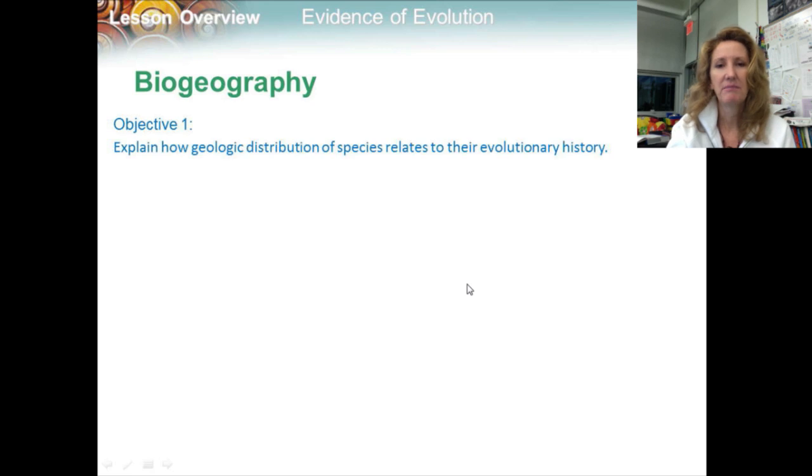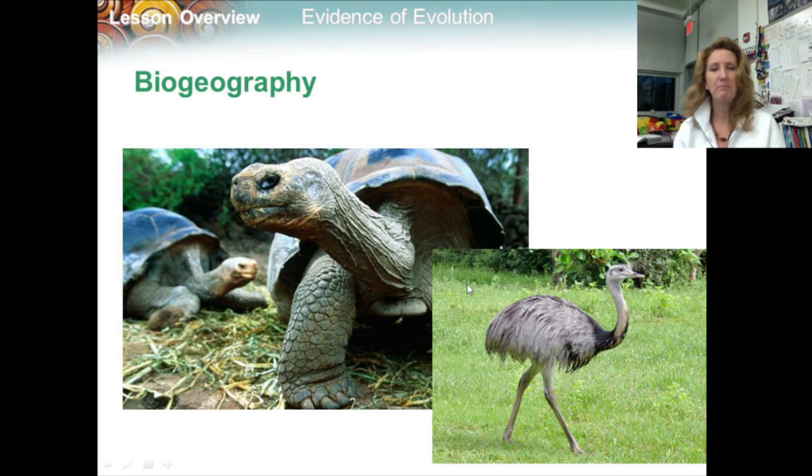Objective 1. Explain how geologic distribution of species relates to their evolutionary history. Biogeography is the study of where organisms live and where their ancestors lived in the past. 2 biogeographical patterns are significant to Darwin's theory. The first is a pattern in which closely related species differentiate in slightly different climates. The second is a pattern in which very distantly related species develop similarities in similar environments.